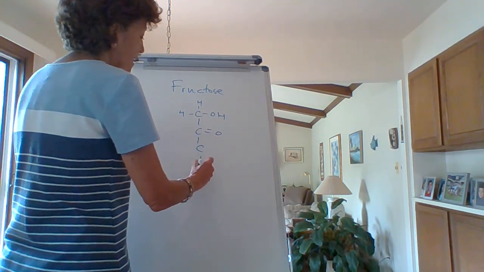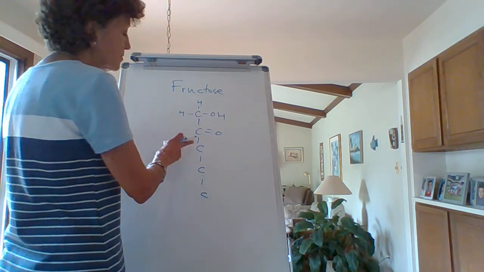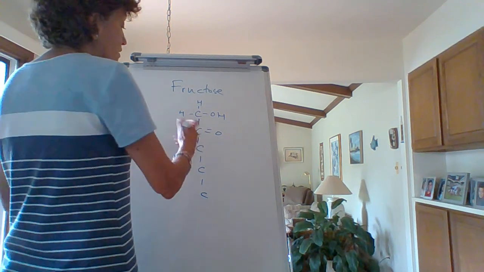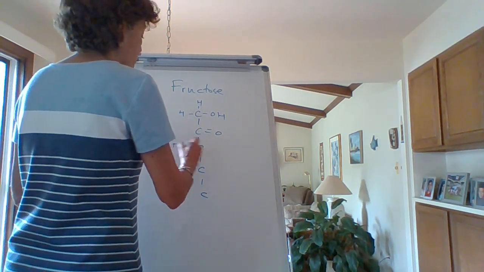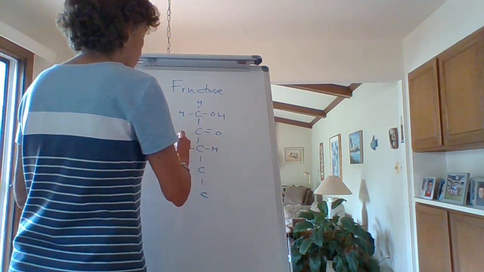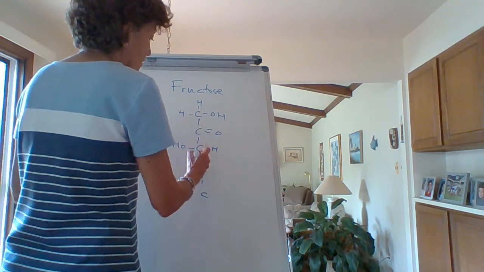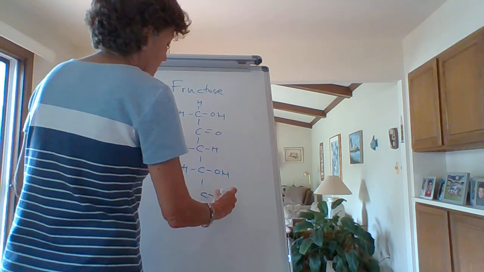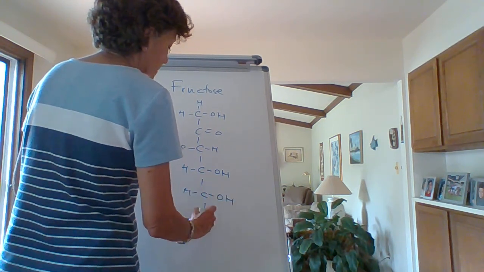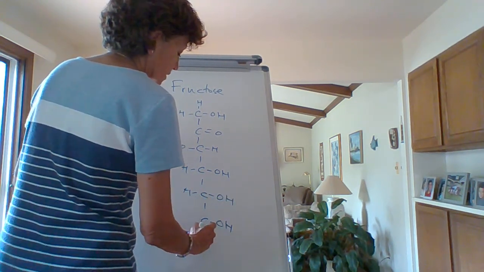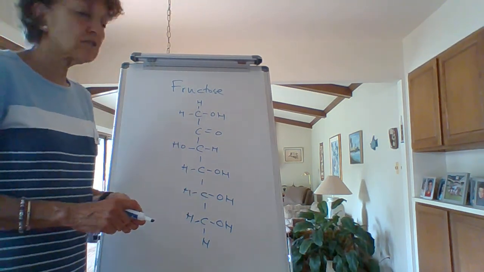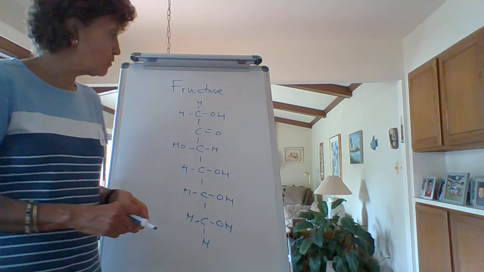And then the way I remember fructose is that carbons 3, 4, and 5 look exactly like glucose. So in glucose, the OH was pointing this way at carbon 3. At carbon 4, it was this way. At carbon 5, it was this way. And then carbon 6, remember, is not chiral. So this is fructose. Let's determine if it's D or L fructose.